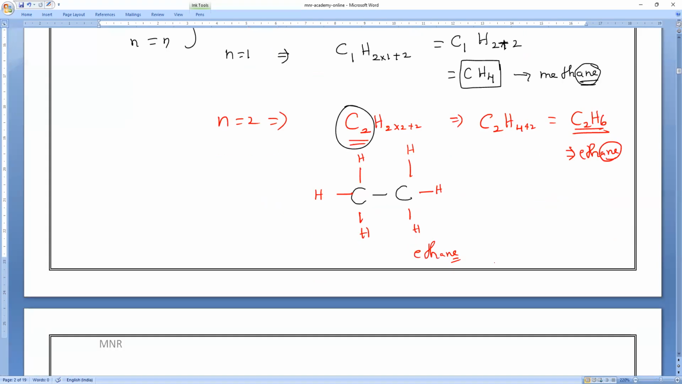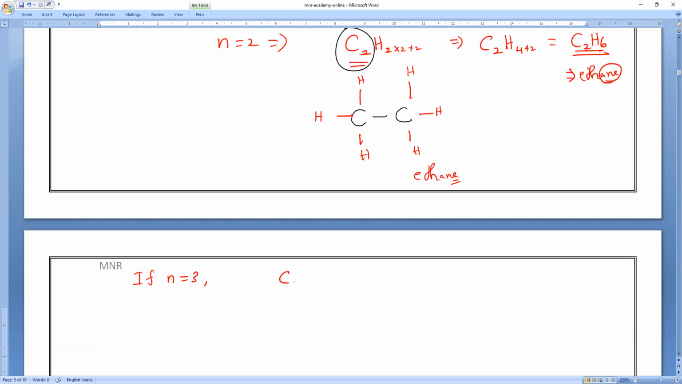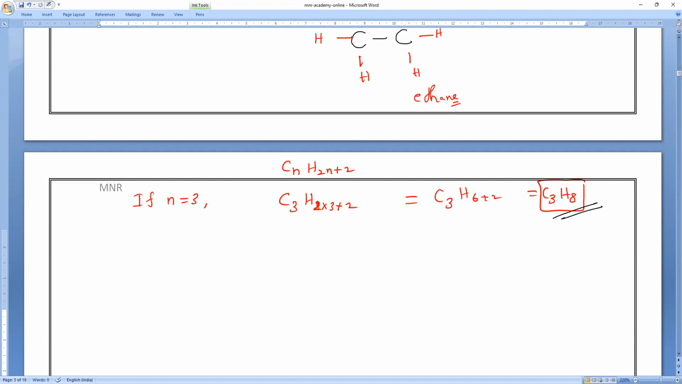Any doubt, anybody can ask me. Next, if n equals 3, what will happen? C3H(2×3+2), am I right, everybody? CnH2n+2. So what is the formula? 2 times 3 is 6, 6 plus 2, which is C3H8, which is called propane.